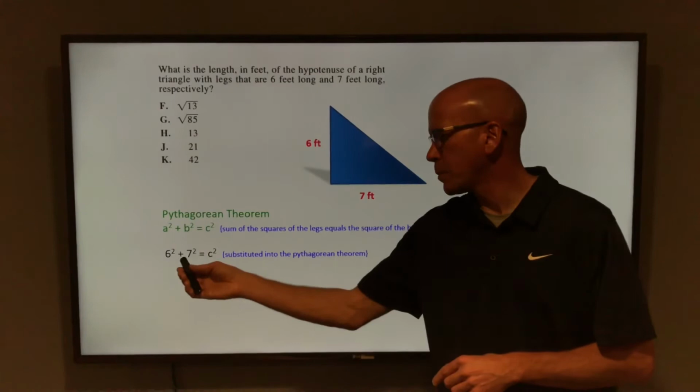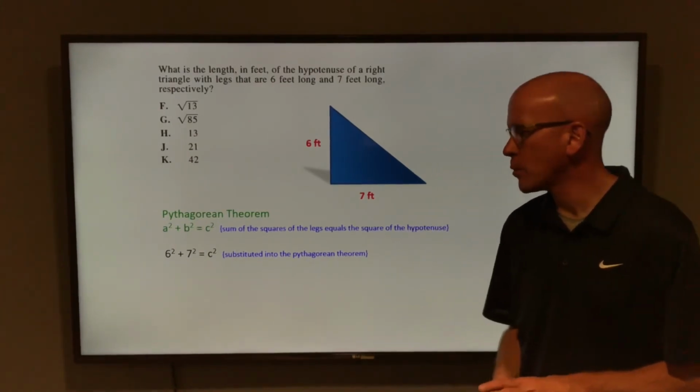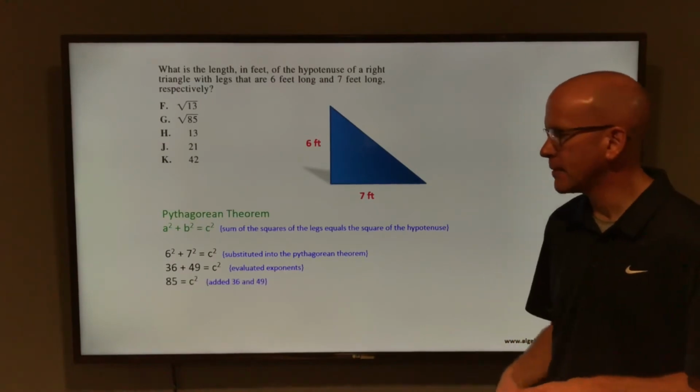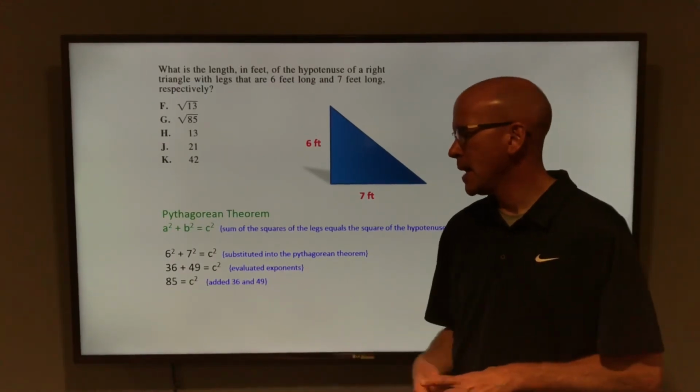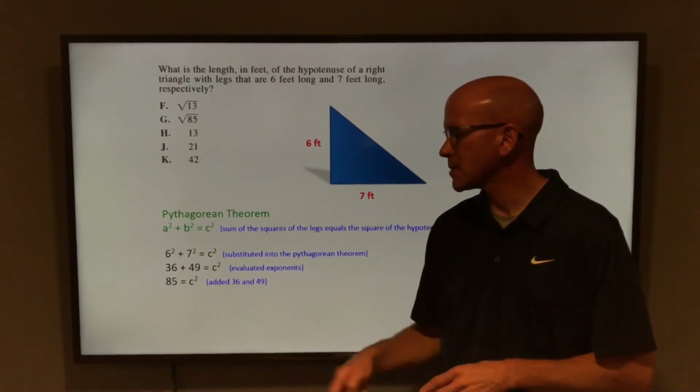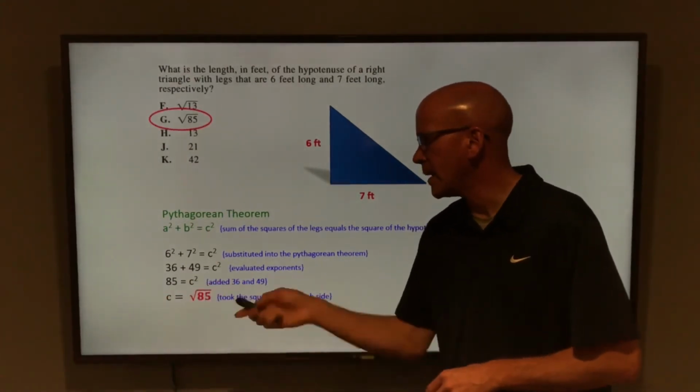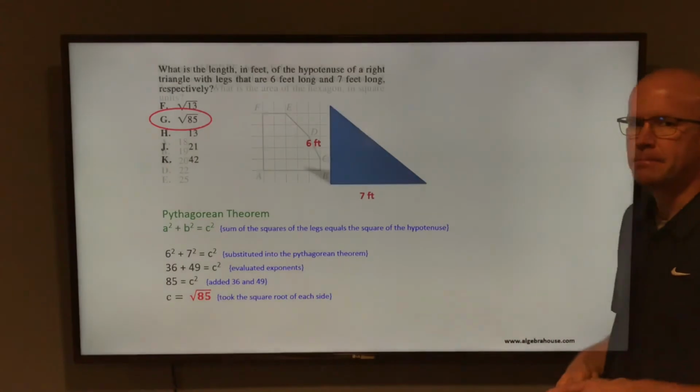So 6 squared plus 7 squared equals c squared. That'd be 36 plus 49 equals c squared. Add 36 and 49. If you do that, you get 85. And then you need to solve for c. Take the square root of each side. The square root of c squared is c. And the square root of 85 is letter G.